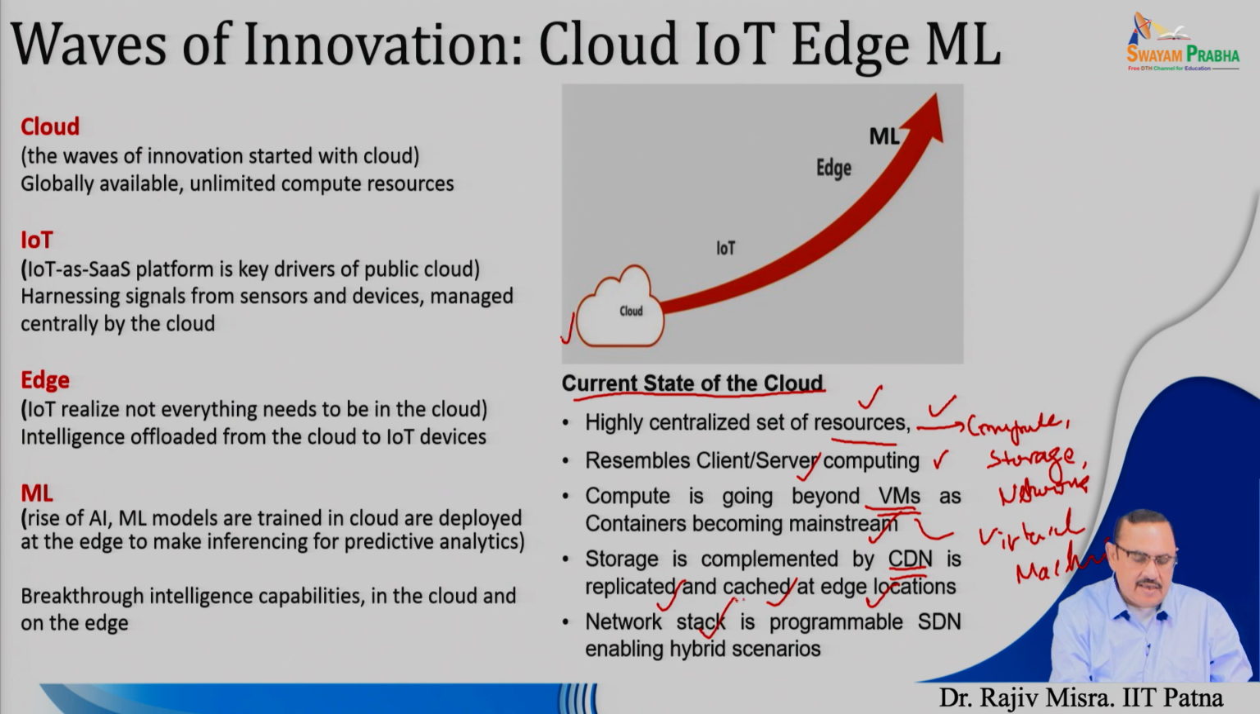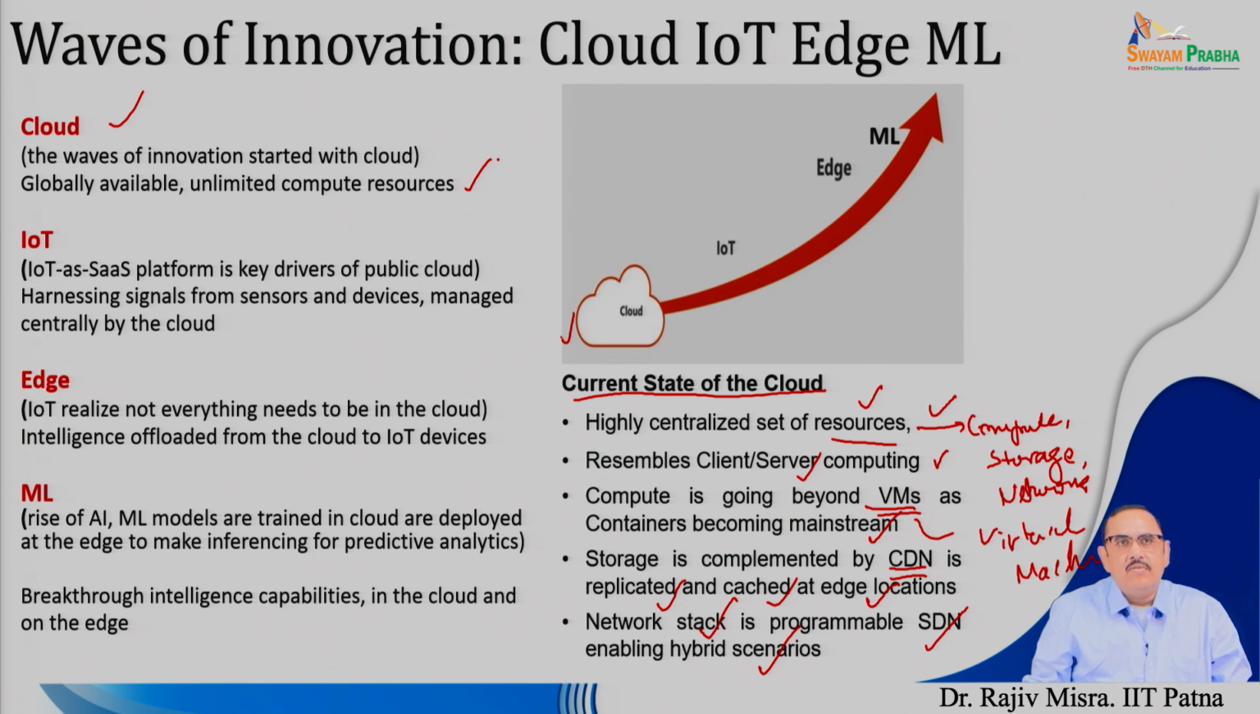Another important thing about the current state of the cloud is the network stack, which is programmable. Software defined network principles are applied to make this network stack programmable, and this enables the hybrid scenario. So, this all covers the current state of the cloud. This current state of the cloud is going through waves of innovation. It started at the cloud, which is globally available, having unlimited compute resources. That is why the cloud is very powerful.